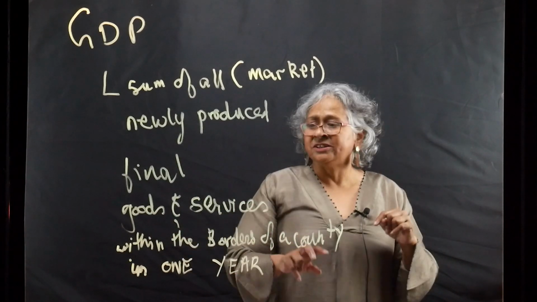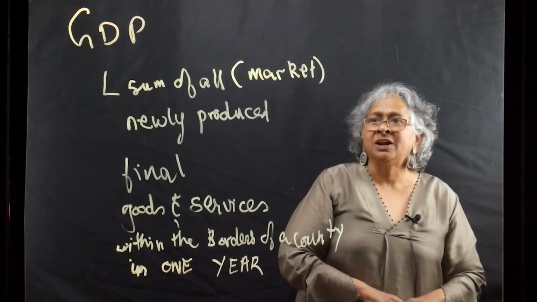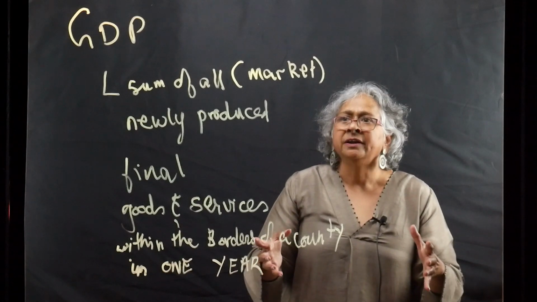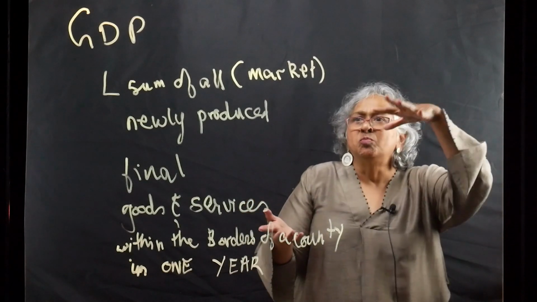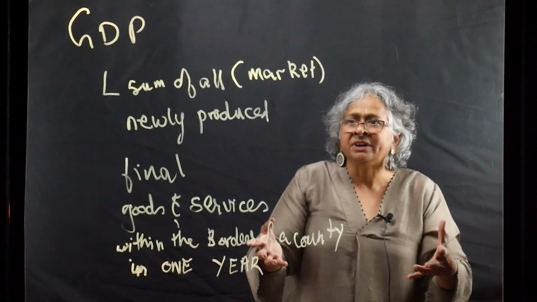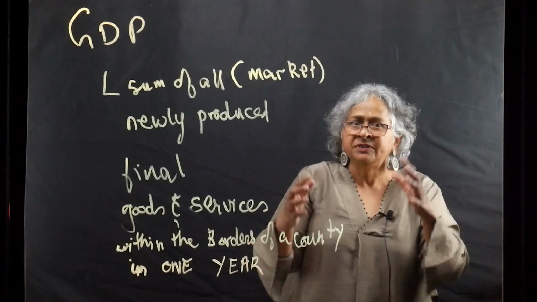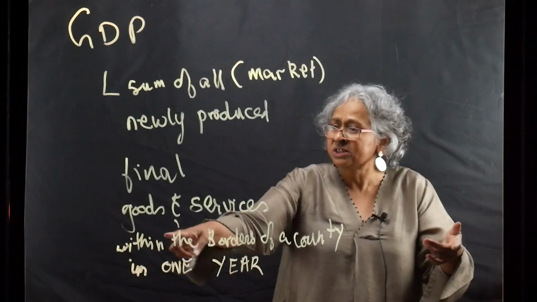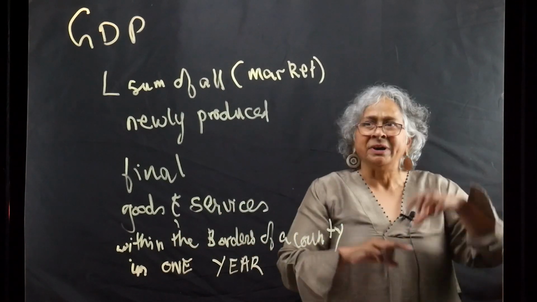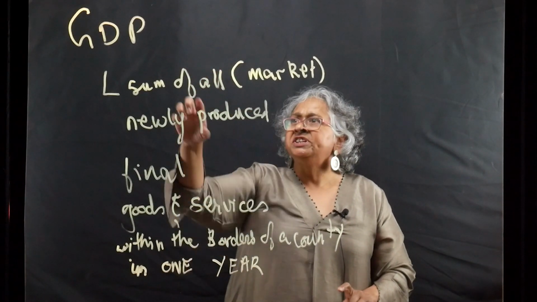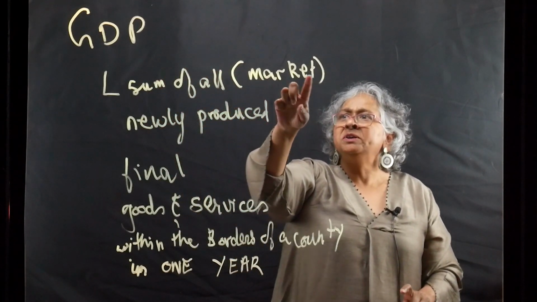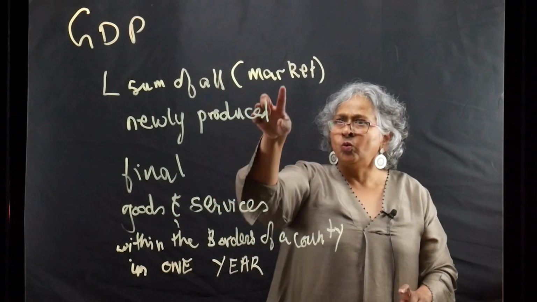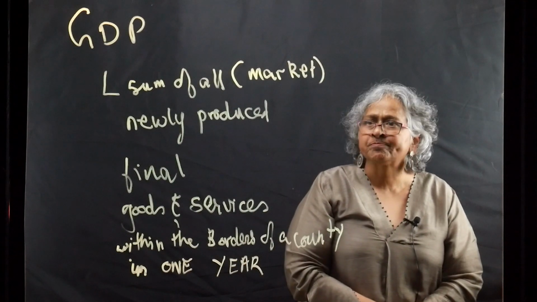So goods and services within the borders of a country. So if it is produced here, I will count it for this country. So even if it is a Chinese firm opening jobs in an American factory, if it is produced in America, it means it is creating the jobs in America. So I will count it within the borders of the country for 1 year. So this is the GDP, the sum of all newly produced final goods and services within the borders of a country in 1 year that flow through the market.